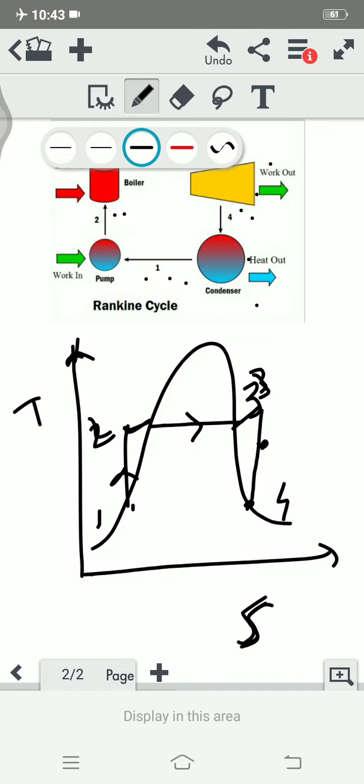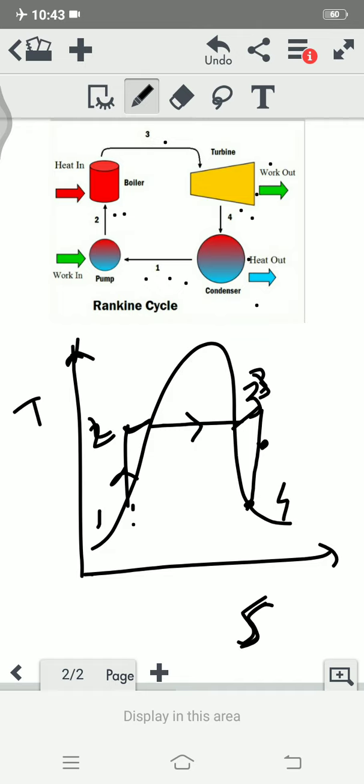So the 1 to 2 process is an isentropic compression process, so entropy remains constant. In the 2 to 3 process, heat addition takes place, converting the liquid water into steam. Now 3 to 4 is an isentropic expansion process where we get the work output.